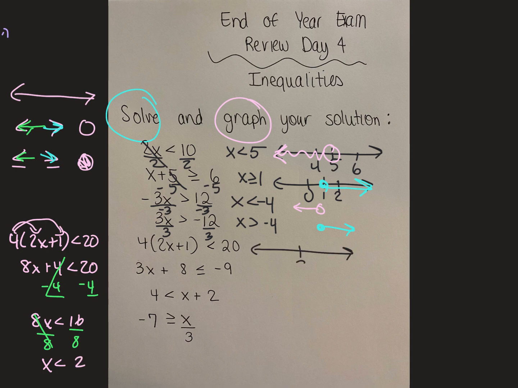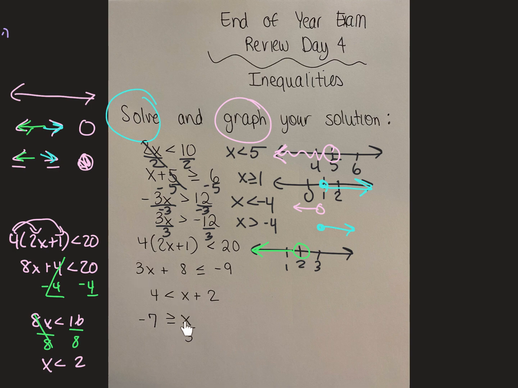So I come over here, give me a 2, give me some neighbors. Less than is open dot to the left. Okay, same thing with this guy. I would subtract 8. I would divide by 3. Nothing changes here because I'm dividing by a positive person.